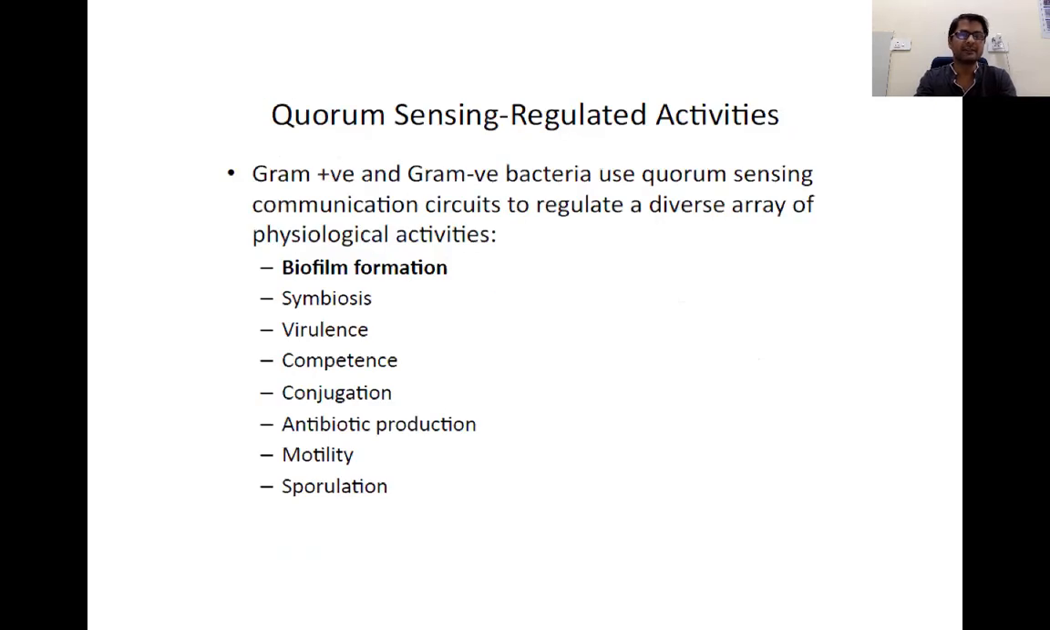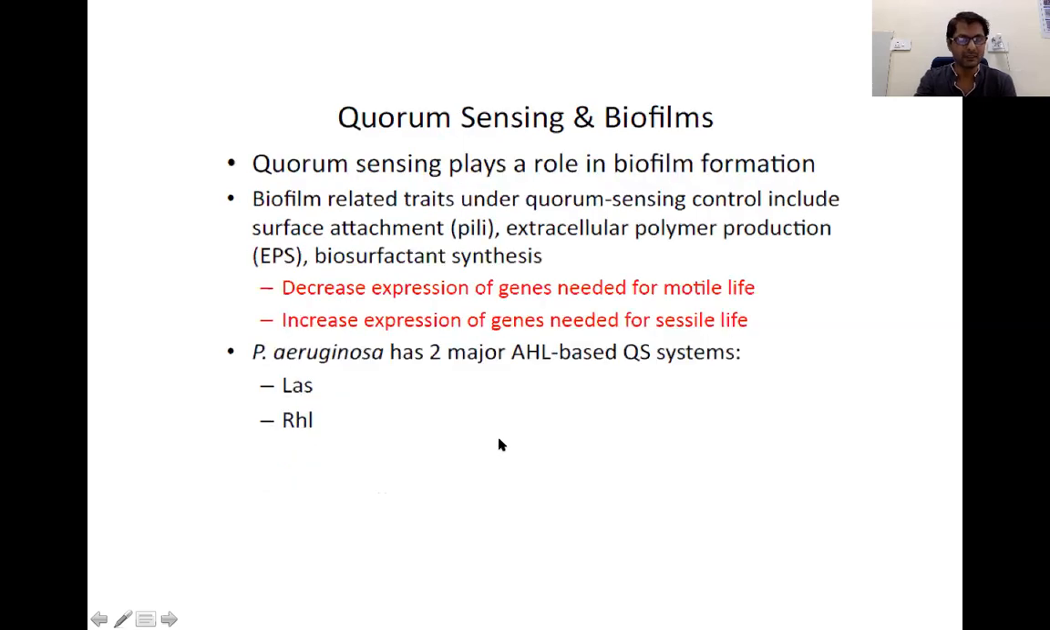Then quorum sensing regulated activities. There are a number of activities which are done by quorum sensing. Most important, which I told you, is biofilm formation. And then there are bioluminescence, symbiosis, virulence, competence, conjugation, antibiotic production, motility, and sporulation. All these activities are actually guided by quorum sensing.